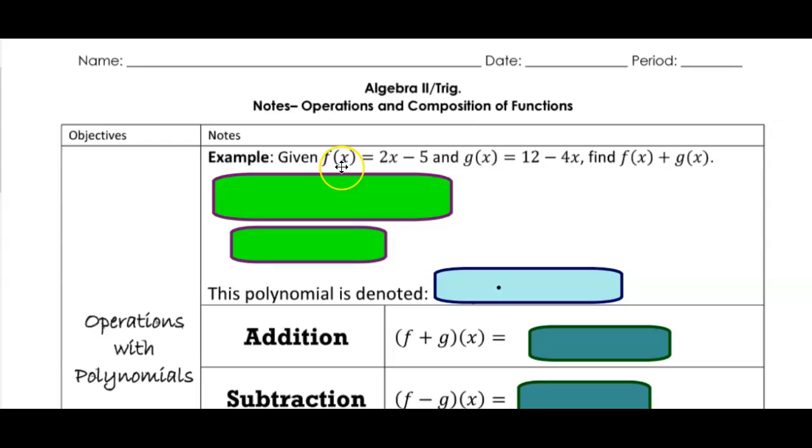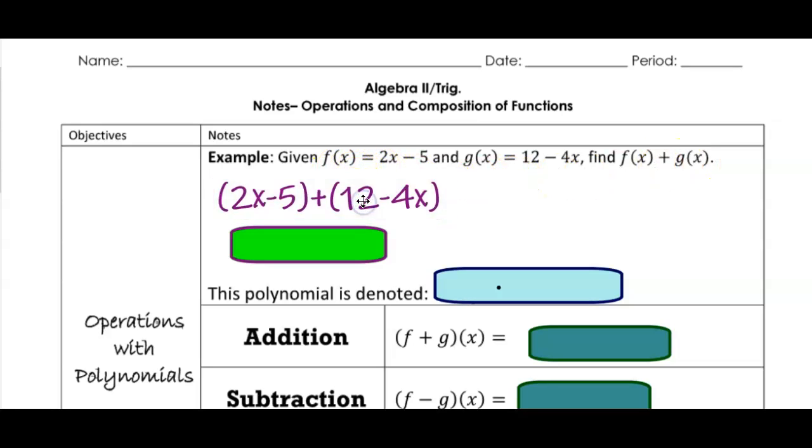the first example gives you an example of an operation which is adding. We're given that f of x is 2x minus 5 and g of x is 12 minus 4x. We want to find f of x plus g of x. So it's just telling me to add 2x minus 5 plus 12 minus 4x. Whenever we add polynomials, we're just combining like terms.